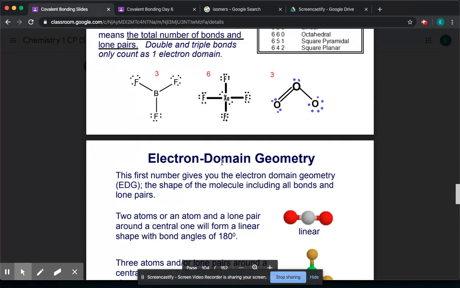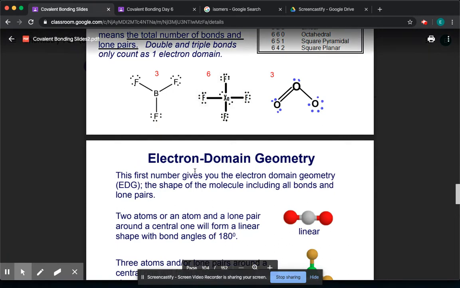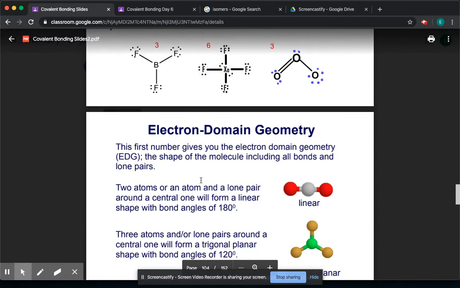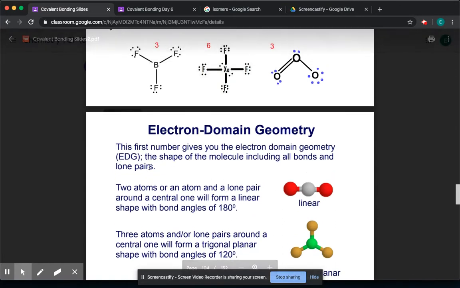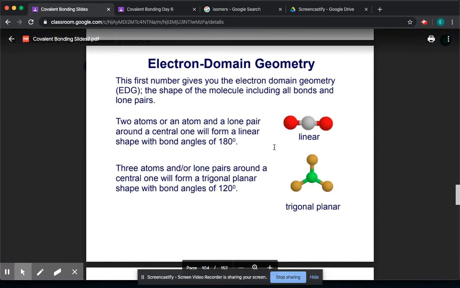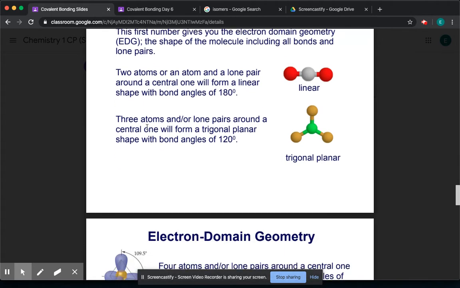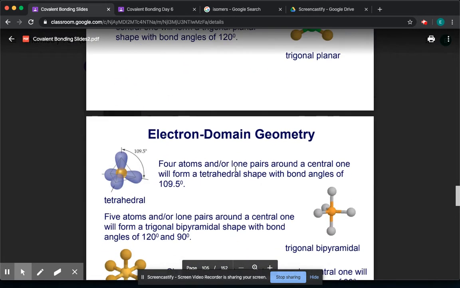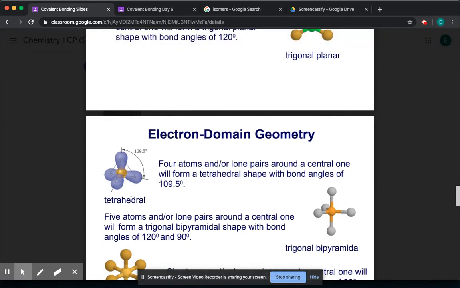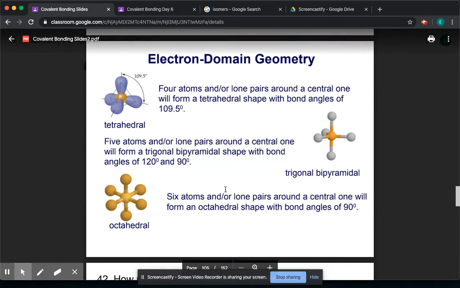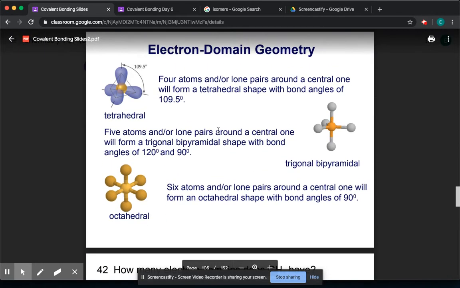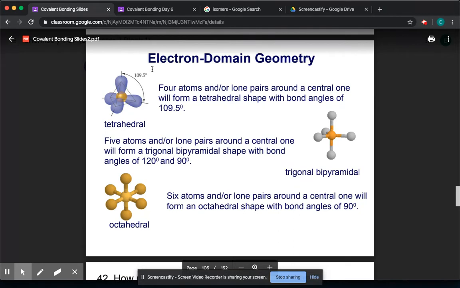The first digit tells you what they call the electron domain geometry, okay? So if the first digit is 2, you get a linear shape. If the first digit is 3, you get trigonal planar. If the first digit is 4, you get what they call tetrahedral, and so on and so forth. So that very first digit is going to give you the electron domain geometry, or EDG for short.